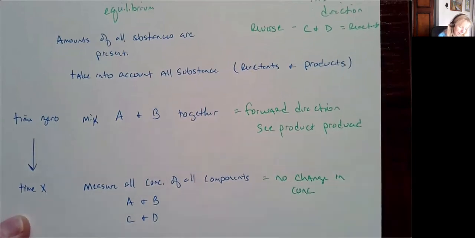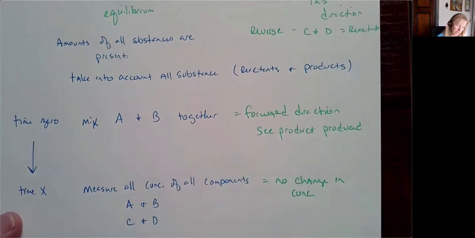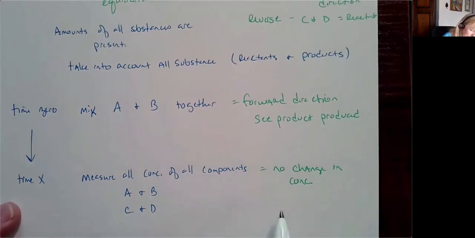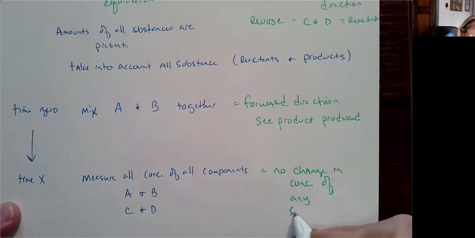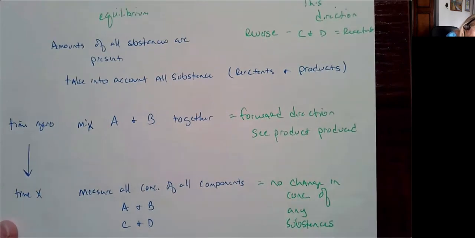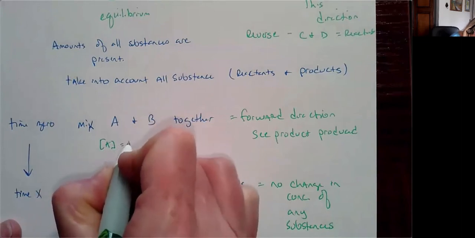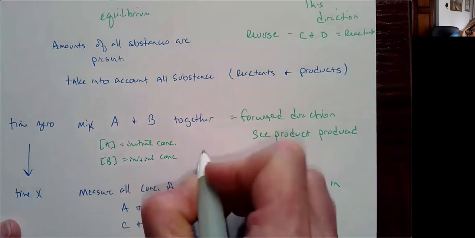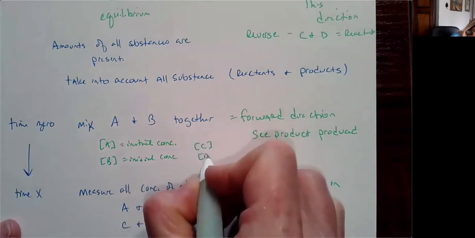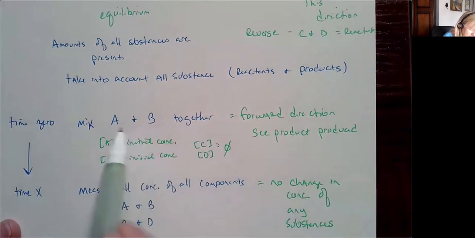At that point, that means that I'm not favoring the forward direction, and I'm also not favoring the reverse direction. And it looks like at this point, when there's no change in concentration of any of the substances, that the reaction has stopped. If I were to measure my concentrations of A and B, A would have whatever my initial concentration is, B would have my initial concentration, and C and D would have zero concentration, right?